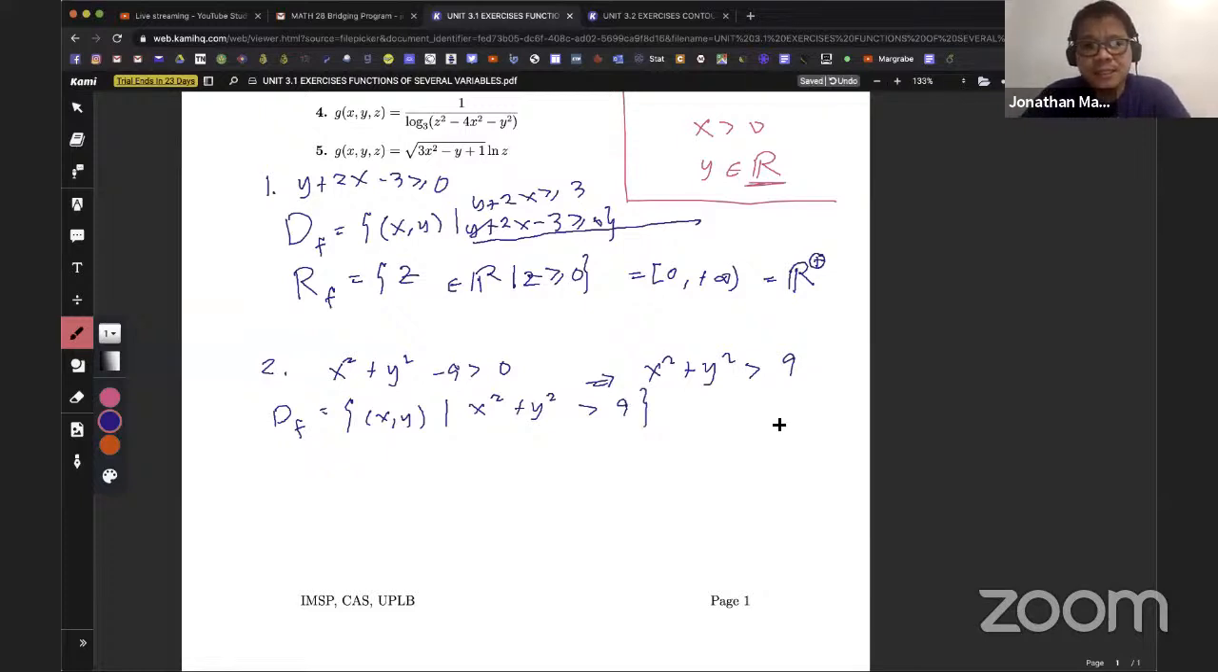And how do you sketch the domain of the function? Since we have a function of two variables, the sketch of the domain can be seen in the two-dimensional system. Pwede natin siyang makita on a two-dimensional system. Ang gagamitin natin na basis in graphing the domain is this: x squared plus y squared is equal to 9. Ano nga ang graph ng x squared plus y squared equals 9 on a 2D system?